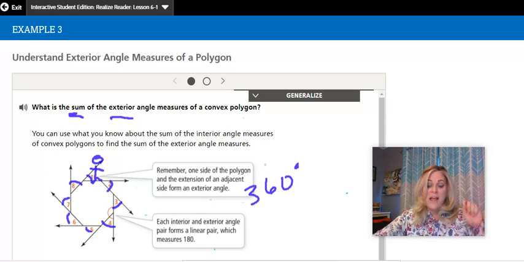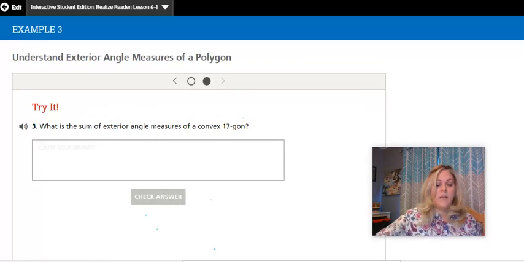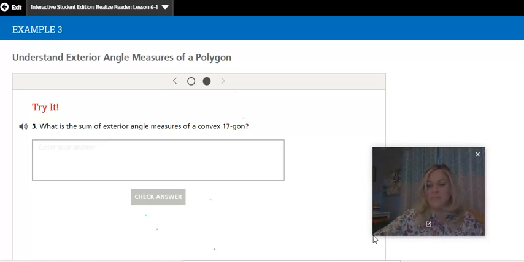Do you know that works for every single polygon? Every single convex polygon, the total of each exterior angle will create 360 degrees. They explain it a little bit more in depth, but I think that's the easiest way to see it and understand it. So the sum of the exterior angles will always equal 360. All right, what is the sum of the exterior angle measures of a convex 17-gon? Again, for every single convex polygon, the exterior angles equal 360. So 360, that's it. That's the answer. The sum of any convex polygon will equal 360.